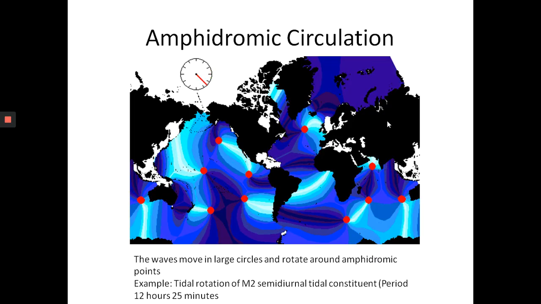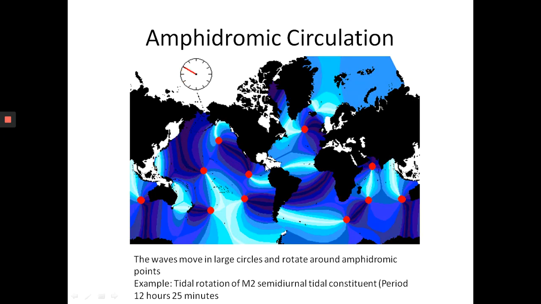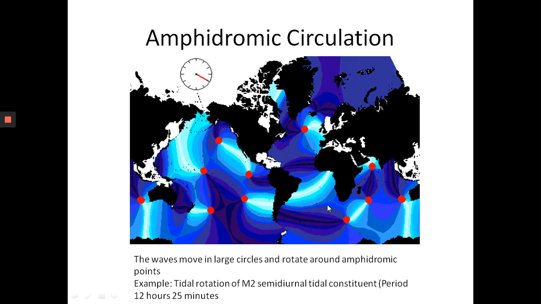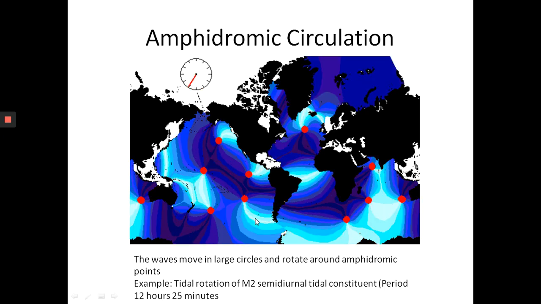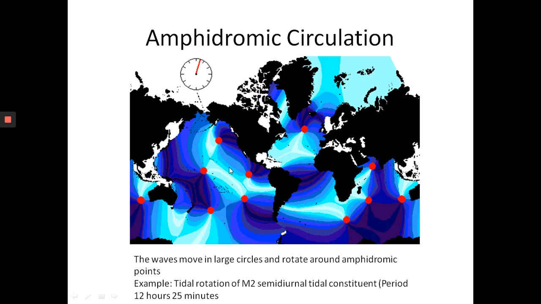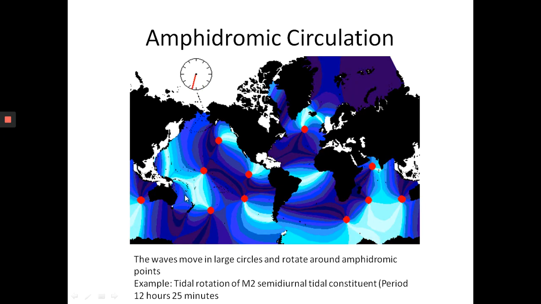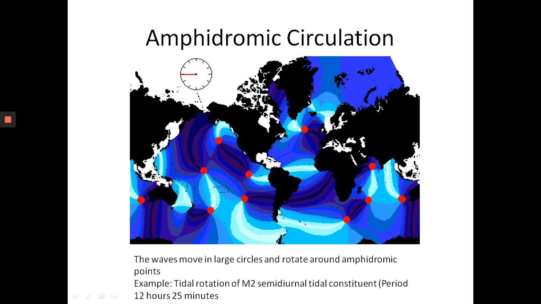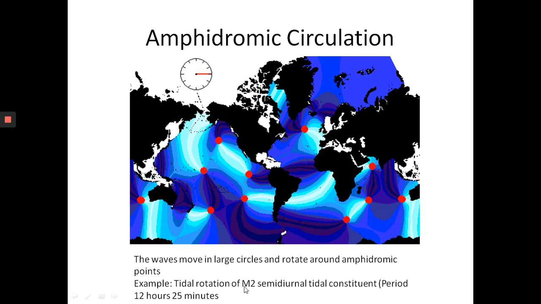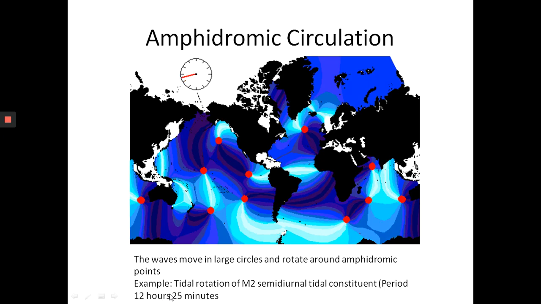So in reality, this is how tides move in 24 hours. The lighter colored parts here are your high tides, and the darker colored parts here are your low tides. So lighter is high, the darker parts are low tides, right? So notice the high tide changes its position in 24 hours. In this case, this is a semi-diurnal tidal constituent, right? You have tidal rotation of M2 semi-diurnal tidal constituents, which has a period of 12 hours and 25 minutes.